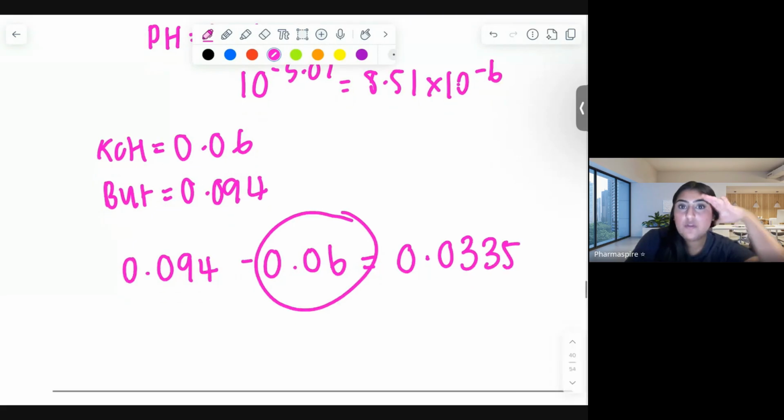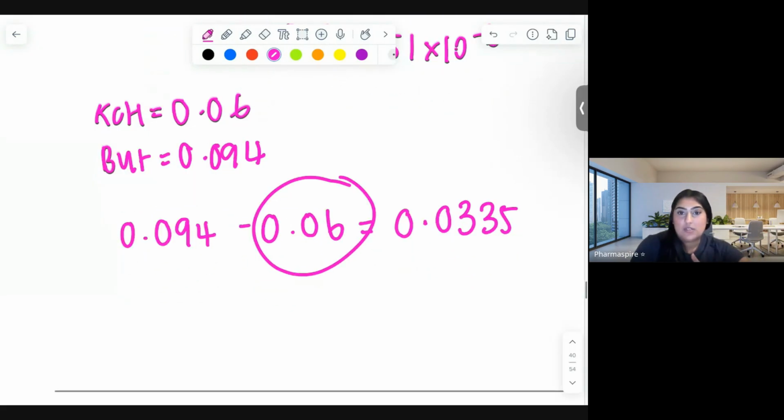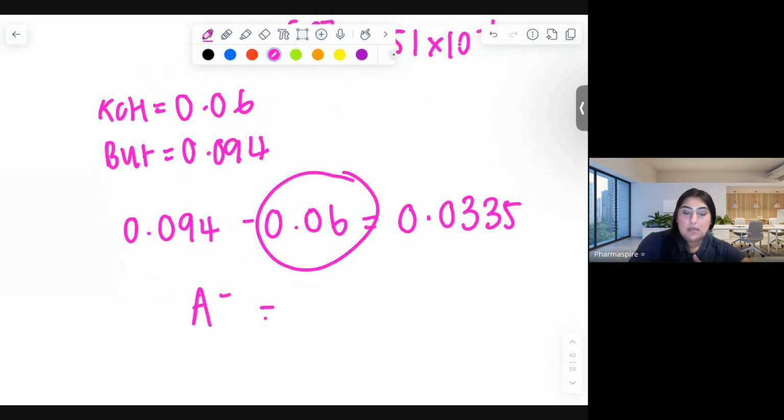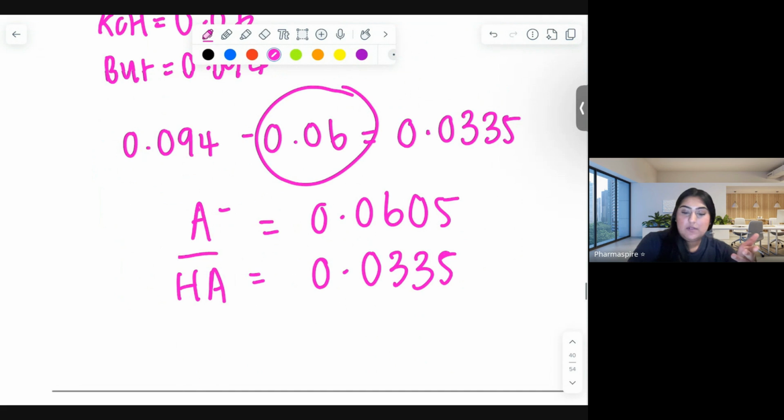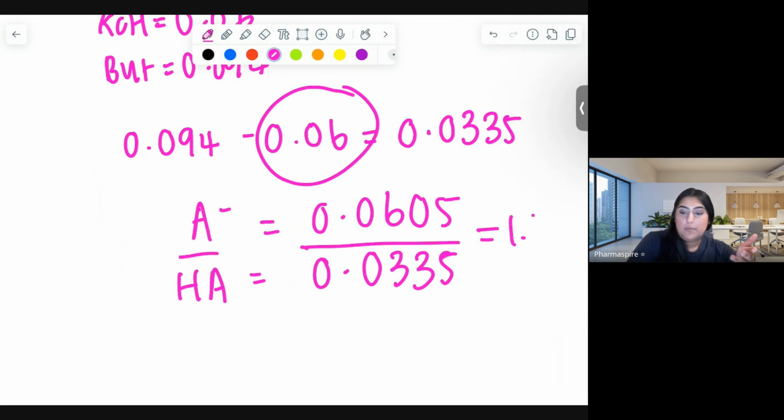And that is basically your conjugate base in this case. So with that, using the equation, your A minus is going to be your 0.0605. Your HA is going to be your 0.0335. Okay? Because a reaction occurred, and that's what your HA is going to be left. So if we divide them, you should get 1.81.